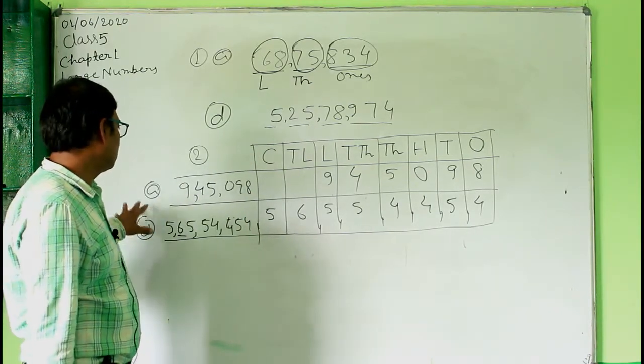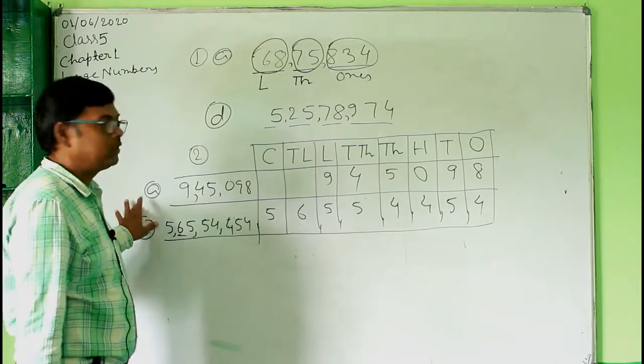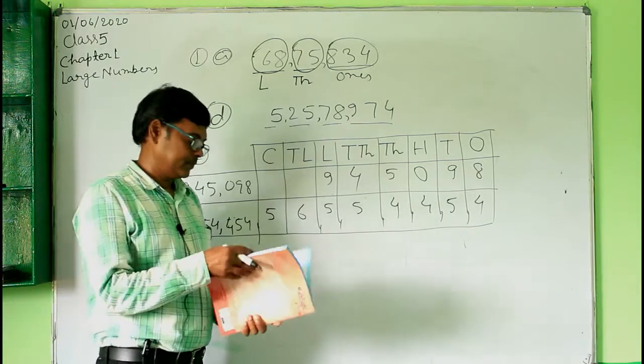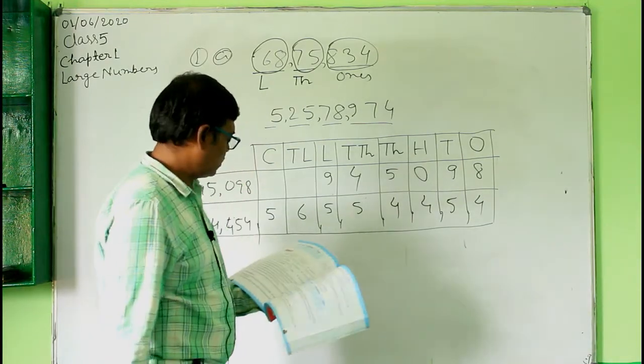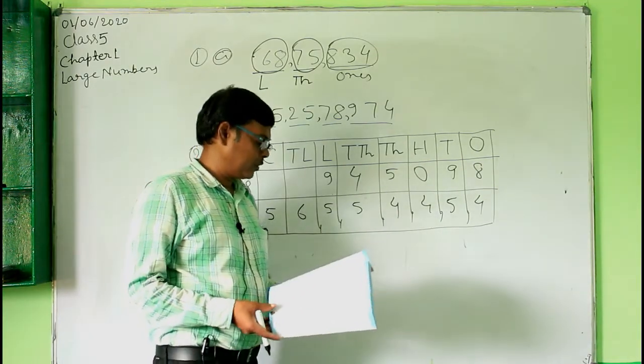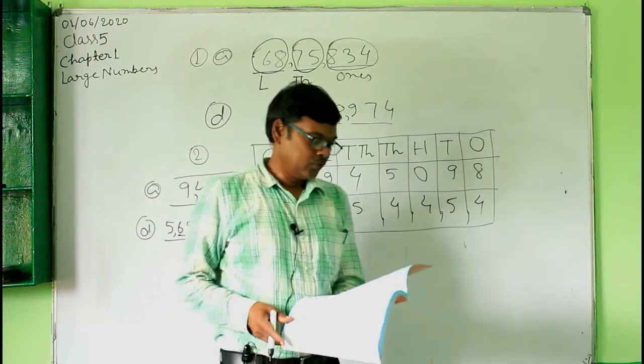Then you will solve the other two questions, that is C and D is left. So that is your homework. Okay, so I hope you understood this. Then next is, write the names of the following.